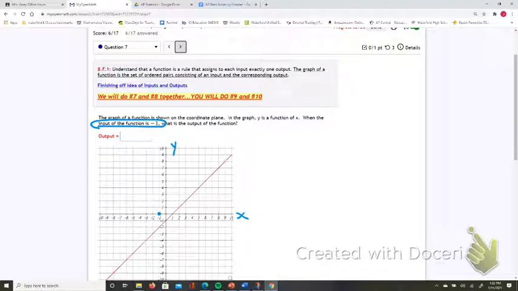Now, do you notice that I'm not touching the red line? Well, in order to find the output, I have to touch the red line. So to get to the red line, staying on -1, I have to go straight down. And then what number am I at? I'm at -2. So when x is -1, y is -2. Okay? So type -2 and then submit. -2, submit.